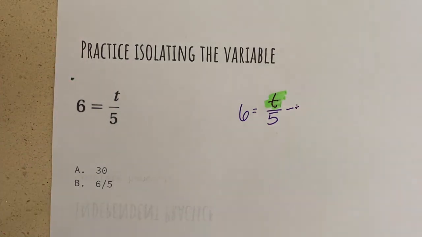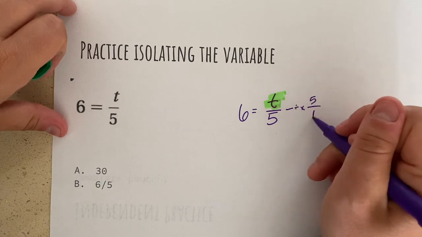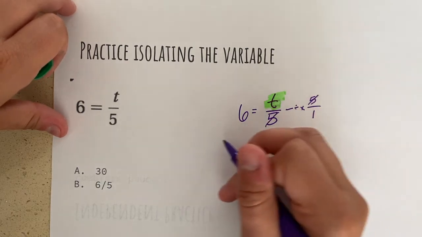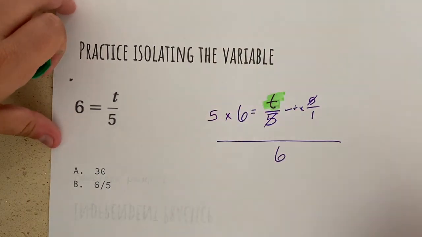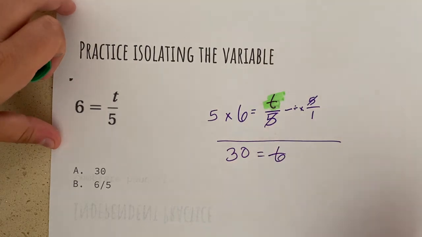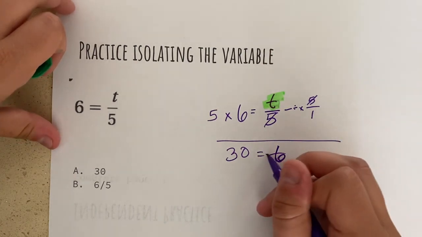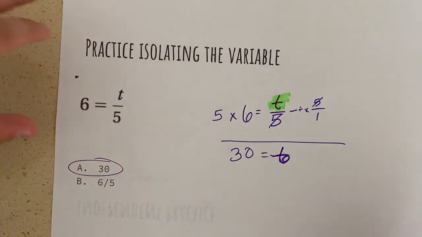So we need to do the opposite of division, which is multiplication. So I need to multiply by 5 over 1 over here, which just gives me a t. And I need to multiply by 5 on this side, which gives me 30. That was a squiggly t. So 30 equals t. Okay, so answer choice A.